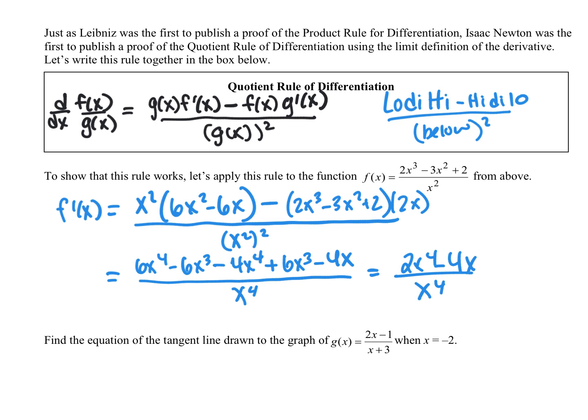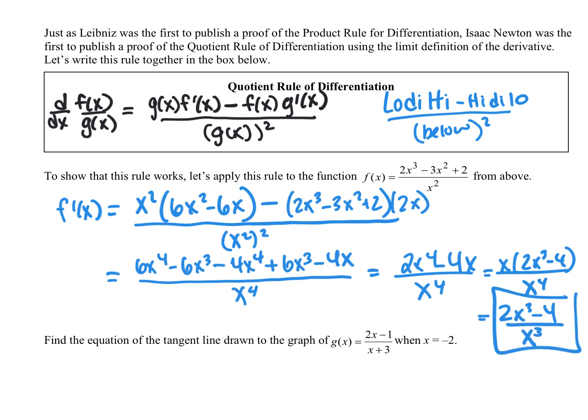Is there anything else I can do? Is that done? Can that simplify anymore? We got a common factor, right? In the top and the bottom. The top terms all have a common x. So pull that x out. 2x to the third minus 4. So this becomes 2x cubed minus 4 over x cubed. That is your final answer.